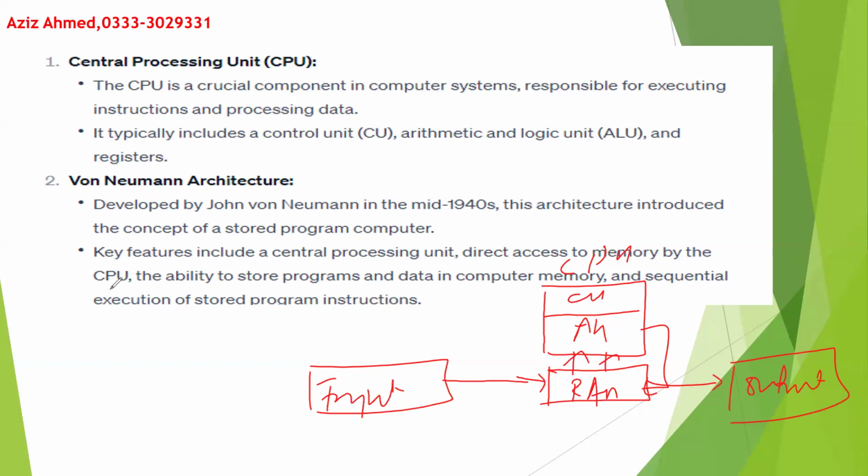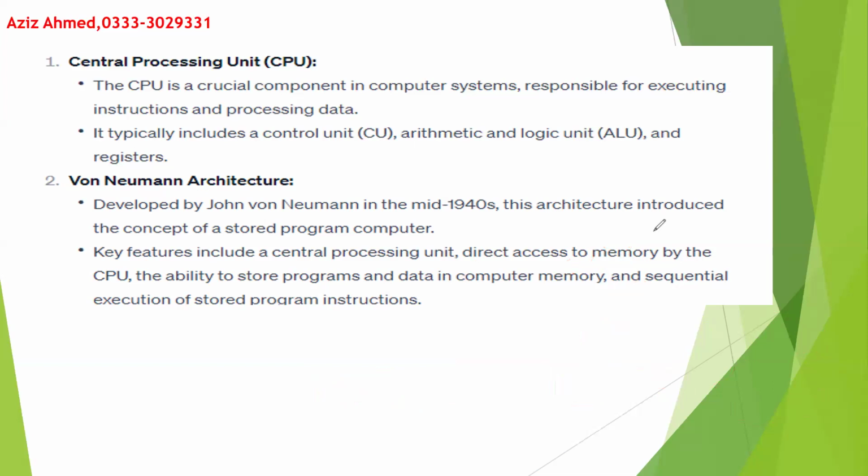Is there any confusion in this description? You can ask. Any confusion here? This is a brief introduction of the CPU and von Neumann architecture. Now I will show you the diagram which is given in your book.